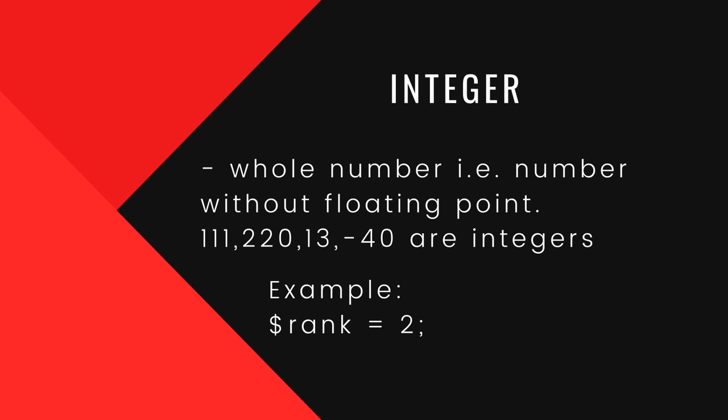At first, integer. Integer means whole number, that is, a number without floating points. For example, 111, 220, 13, minus 40, etc. are examples of integer. You can see that I have a variable named rank with value 2. It means variable rank is holding integer data type.